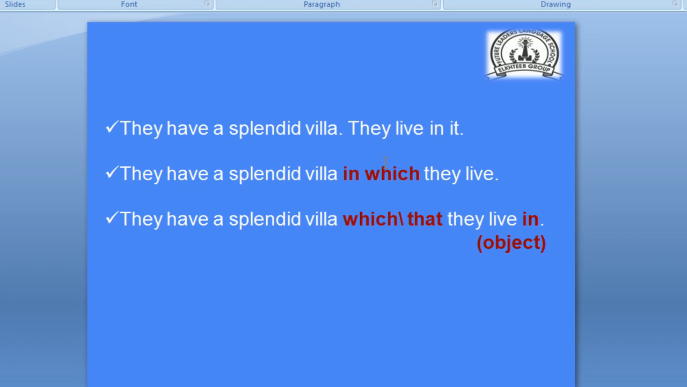They have a splendid villa. They live in it. They have a splendid villa in which they live. Or they have a splendid villa which or that they live in. This is object. When you use the preposition before the relative pronoun, they call it formal structure. It's preferable to use the preposition at the end of the sentence.